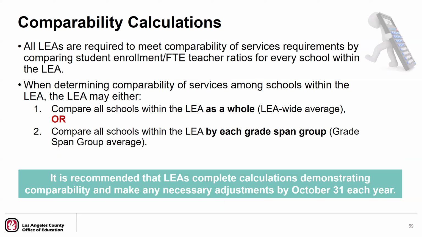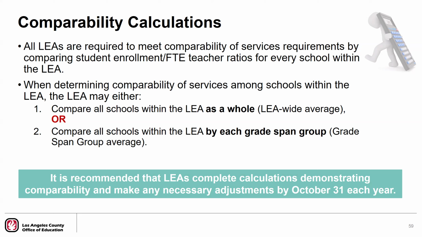LEAs must use student enrollment to full-time equivalent teacher ratios to determine whether schools are comparable. And so the calculations can be done in one of 2 ways, either by comparing all schools within the LEA as a whole, or by comparing all schools within the LEA by each grade span group. And as previously mentioned, the student to full-time equivalent teacher ratios must fall within a 30% variance.